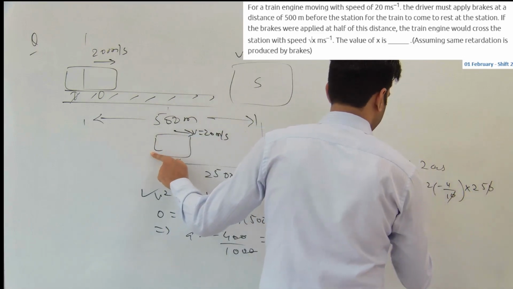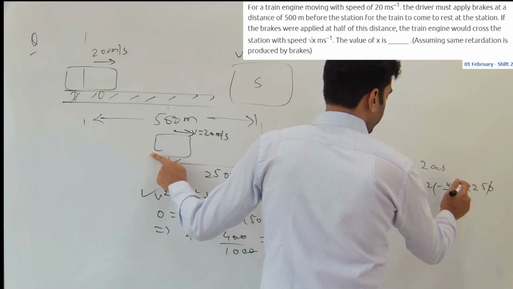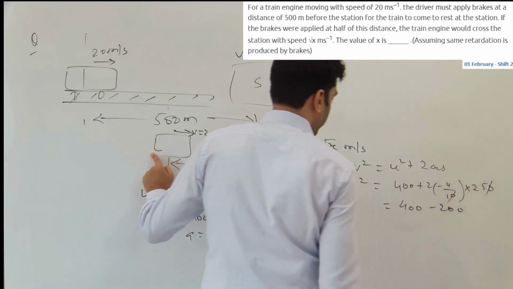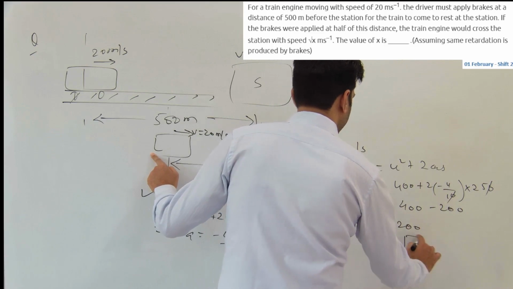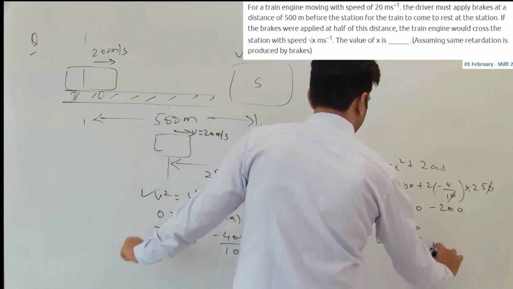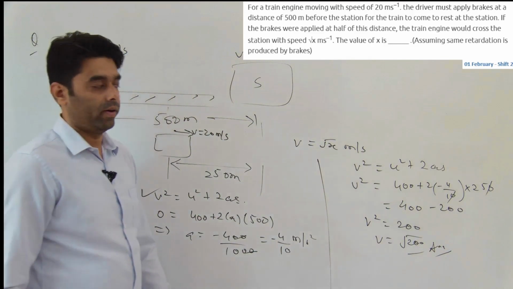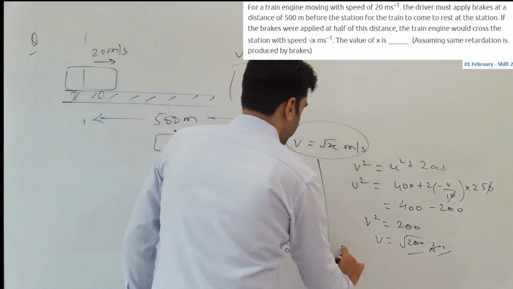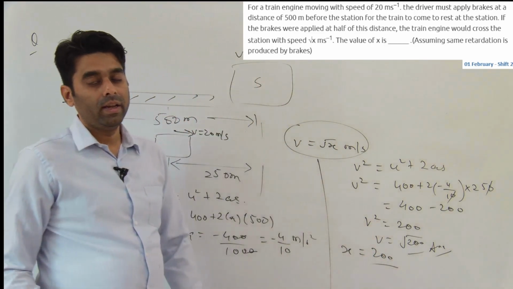How much do we get? 400, and 2 into 250 into 4 by 10 is minus 200. So v square comes out 200. So v value is root 200. If we compare with the x that is given to us, x value is 200. Fine. Let's look at the next question.